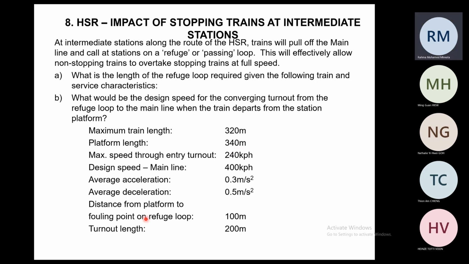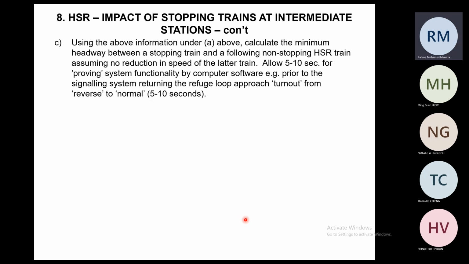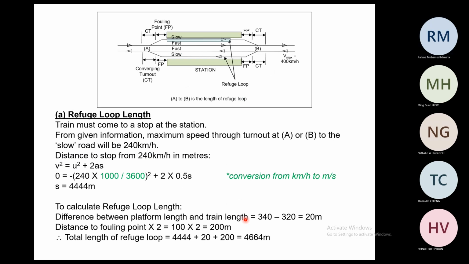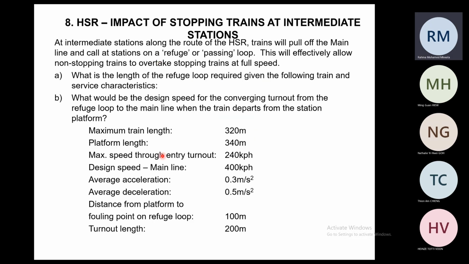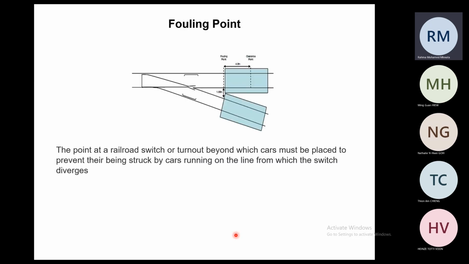So the distance from the platform to the fouling point on the refuge loop is 100 meters. If you go back to the diagram, not this diagram, the distance from the end of your station to this point, this is your fouling point. This is actually your station. So from that edge of your station to the fouling point, that is your fouling distance. And it's 100 meters. And the turnout length has been given as 200 meters.